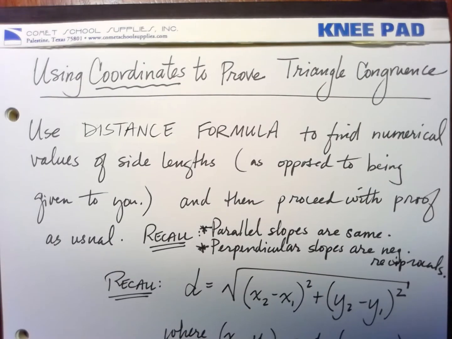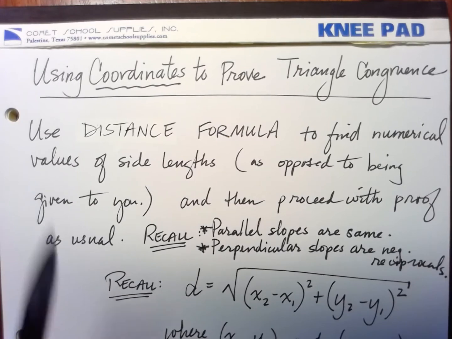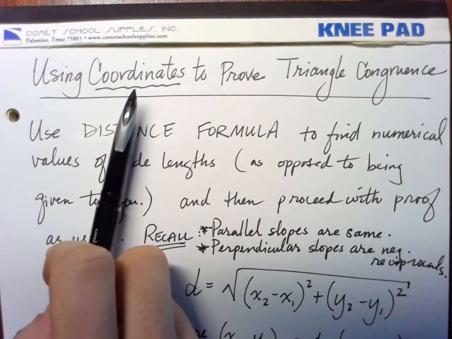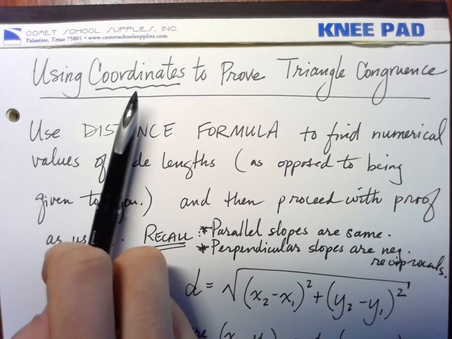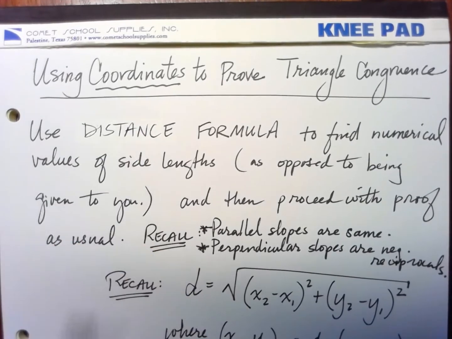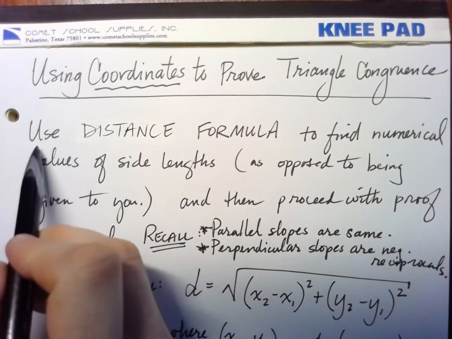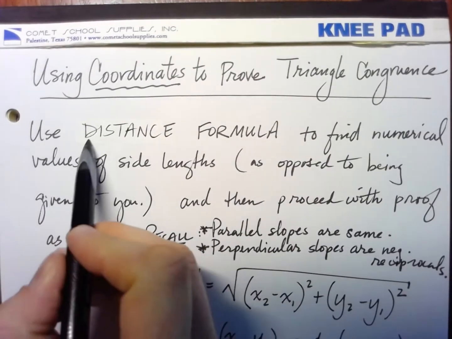We're going to add one more skill into our tool belt, our geometer's tool belt, on how to prove triangle congruence and even other things about triangles. And that is using coordinates to make certain discoveries about a triangle or another type of figure. So if we're using coordinates, basically what this is getting at is that we're going to use the distance formula.